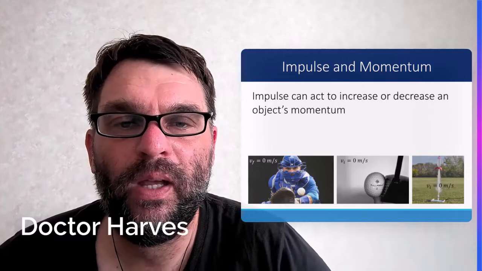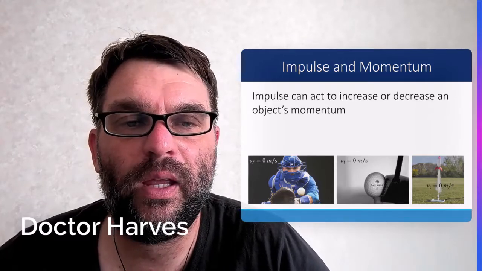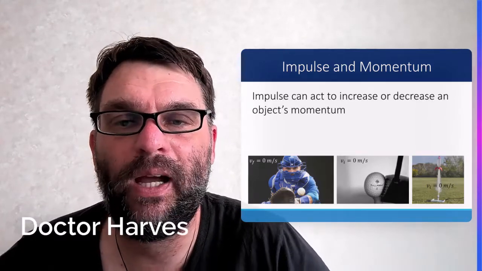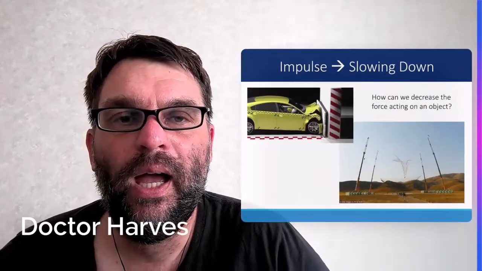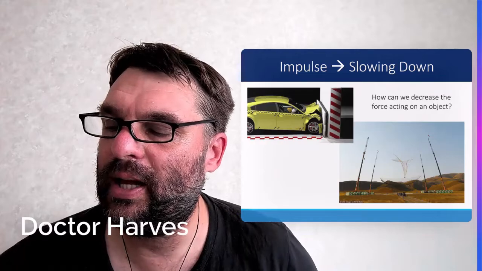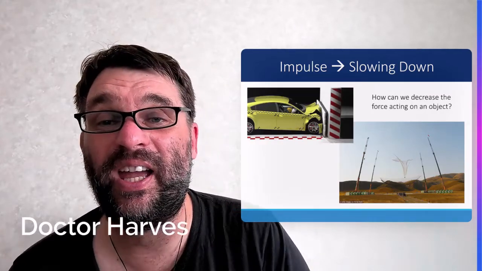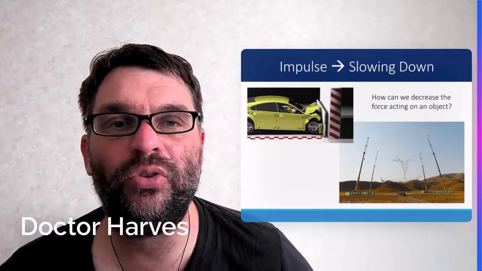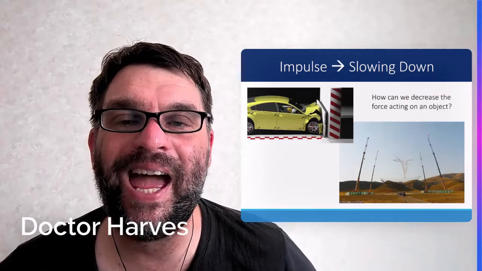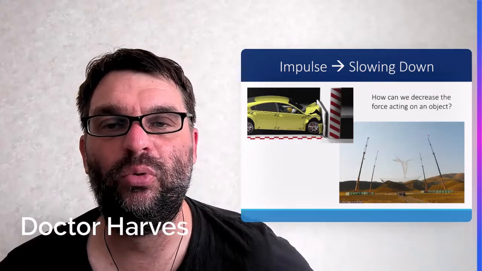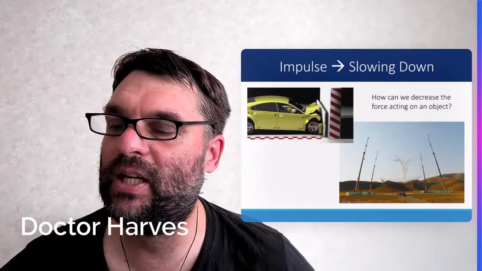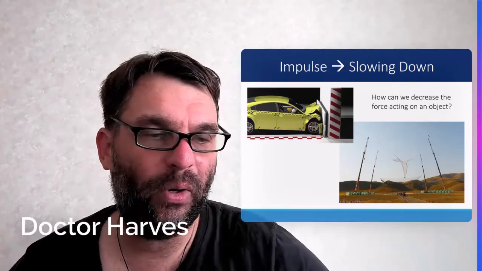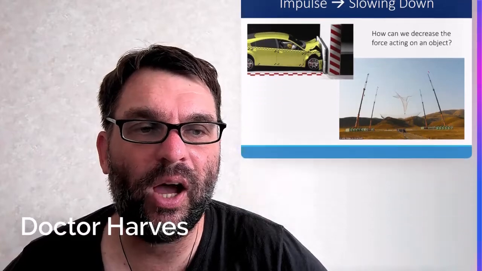Okay, so there are many examples we have of this in sport and also in rocketry, which we see on the slide. So impulse is important when you're thinking about, say, cars and crumple zones, in terms of slowing down the time it takes for that force to allow that change in momentum. So how can we decrease the force acting on an object? Well, we see that in the next slide.